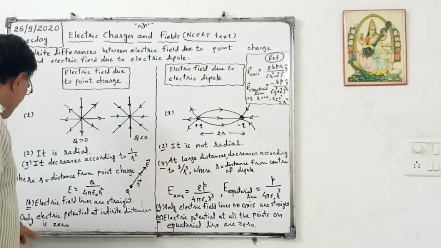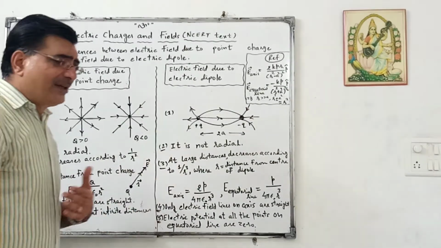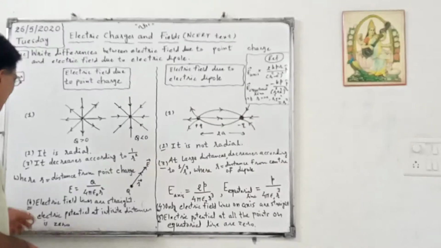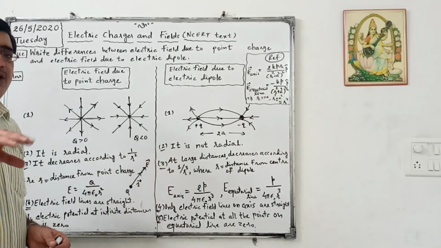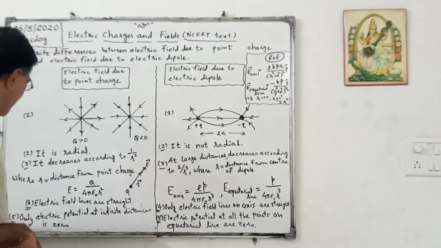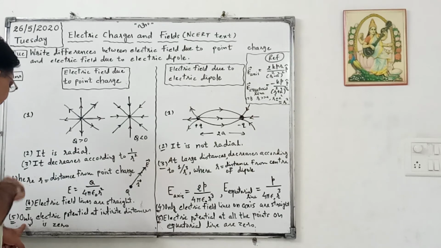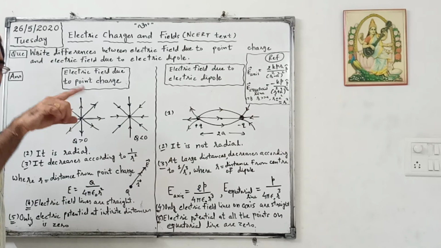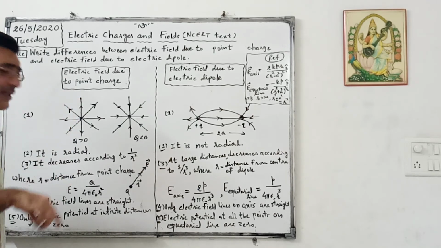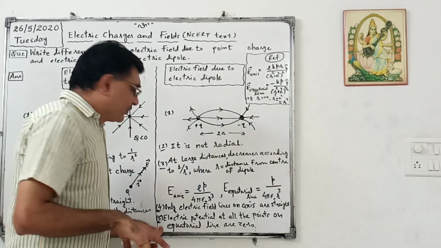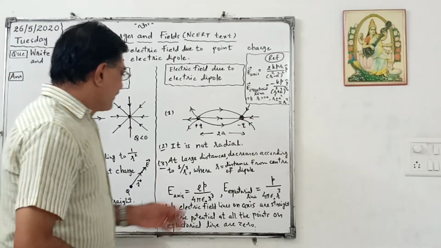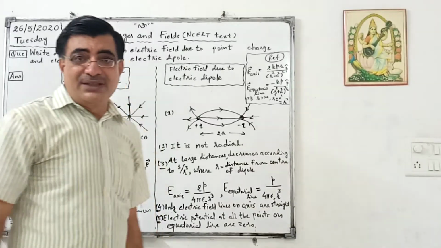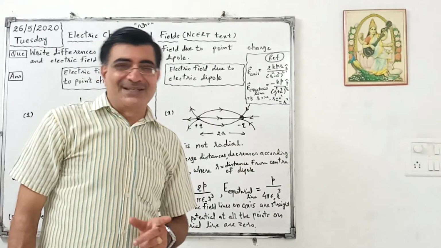And the fifth point, actually we will discuss in next chapter. It is about electric potential. The formula for point charge is V equals KQ by R. So from this you can conclude that electric potential is zero only at infinite distances, because V equals KQ by R. So if R is infinity, V is zero. But for the dipole, electric potential at all the points on equatorial line is zero. That we will derive in next chapter.